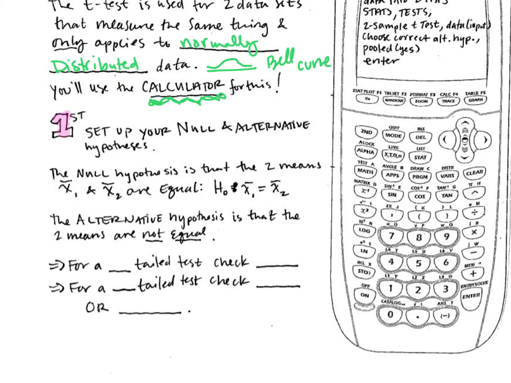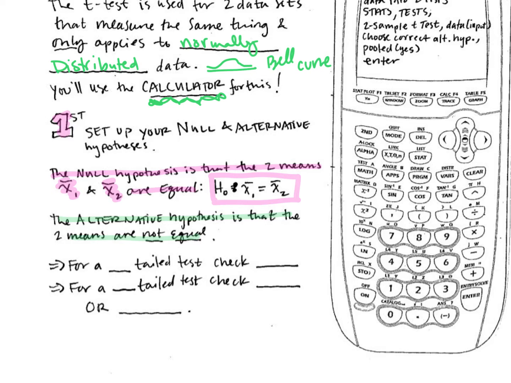The null hypothesis is always the same: that the two means, the average of the first thing and the average of the second thing, are equal. So in notation it looks like this. This is supposed to be two dots, not an equal sign, so sorry about that. The alternative hypothesis is that they are not equal. So again, you have one or the other.